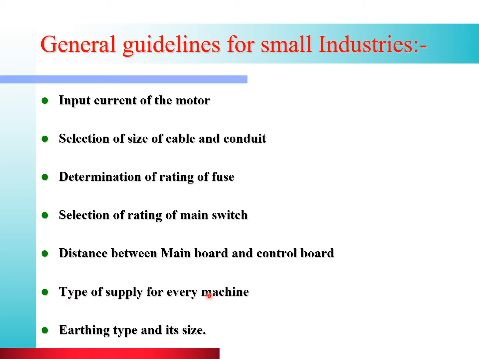Then type of supply for every machine, either single phase, three phase or DC supply. Then earthing type and its size, whether it is a pipe earthing or plate earthing, depending upon the motor rating, you have to decide. So these are the general guidelines for designing the small industrial plant.